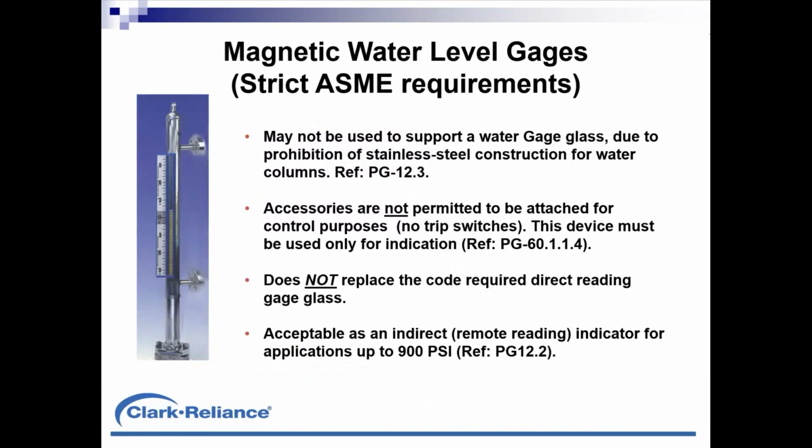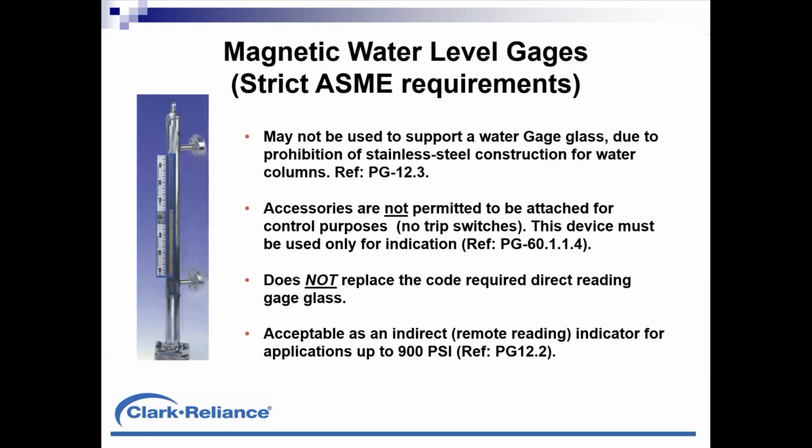When it comes to magnetic level indicating devices, there are some, I use the word strict, ASME requirements. You may not attach a gauge glass to this device. The chamber is made out of stainless steel. It has its own set of isolation valves. It's considered a remote level indicator. It could be equipped with a transmitter, but typically they're installed with an attached indicator.